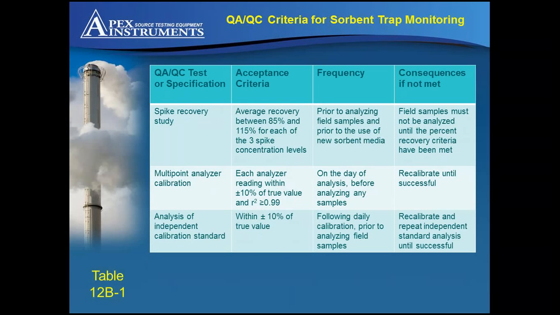Okay, this list really deals more with the analyzer used to analyze your traps. But your spike recovery study, your multi-point analyzer calibration, and analysis of independent calibration standards. This is either done by you if you're doing your own trap analysis, or if you're going through a contracted lab to do your work, they should be performing these and provide documentation saying that they are, just for your records.